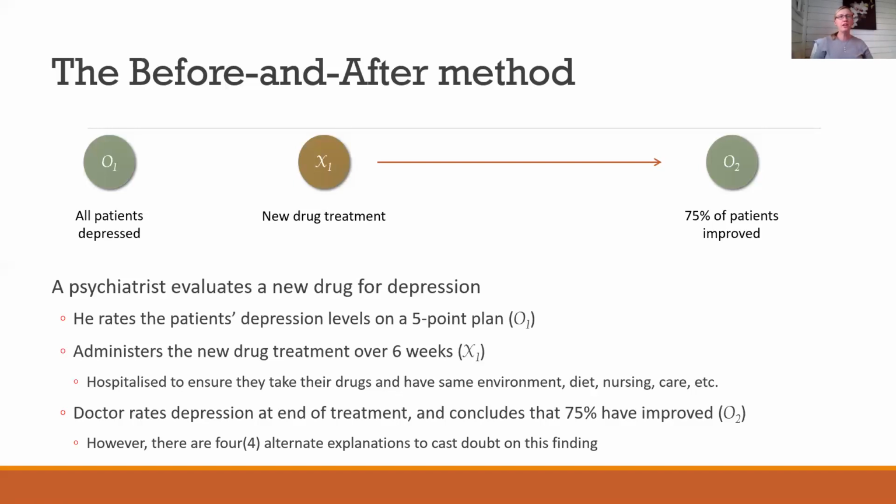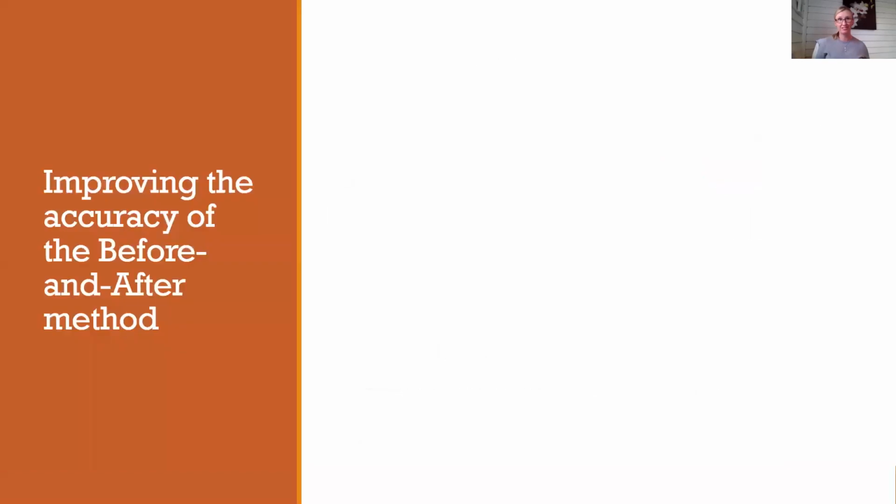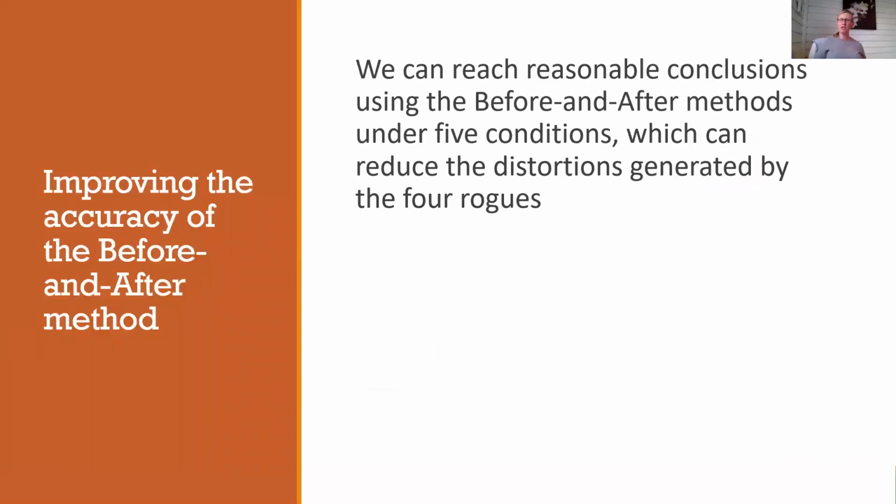So, thinking about the before and after method, there are some threats to how certain we are about if our independent variable has an effect or not, and we will talk about this when we get to a lecture on validity. Now, how can we make sure that this is a really valid and accurate way to test if an independent variable has an effect on the dependent variable?